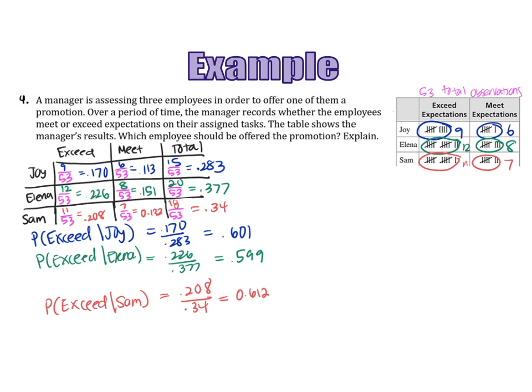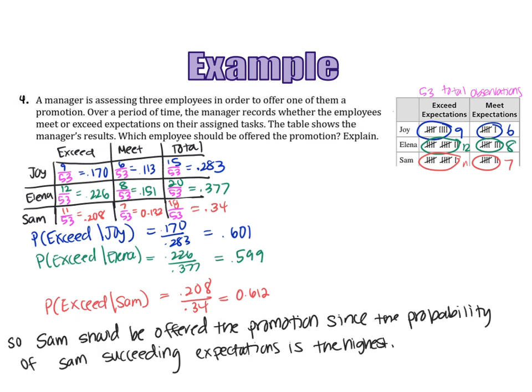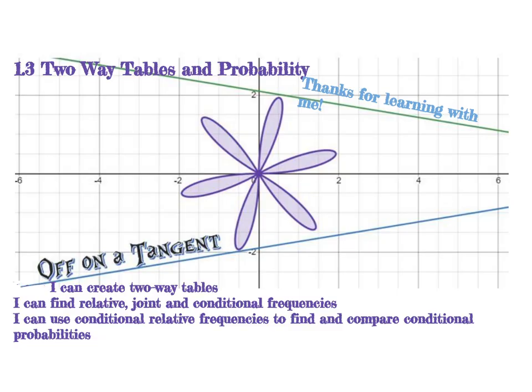Sam should be offered the promotion since the probability of Sam exceeding the expectations is the highest. So we're going to wrap up this problem by writing that out as a sentence to answer the question. And our explanation or our justification is coming from the work above. There we go. Let's go ahead and wrap this up.